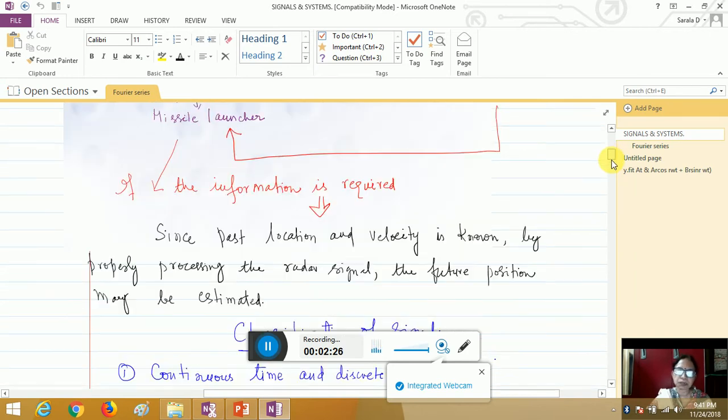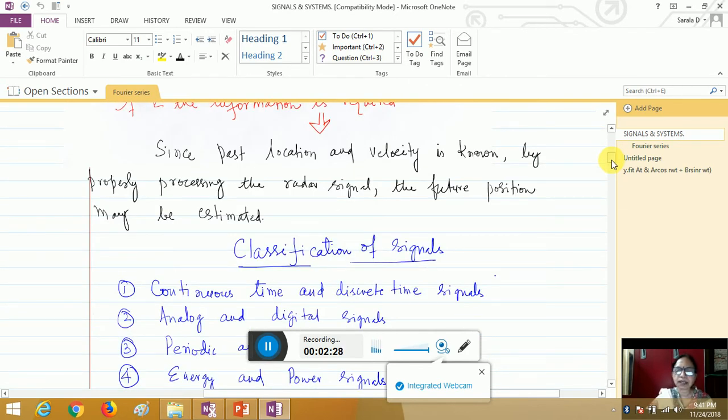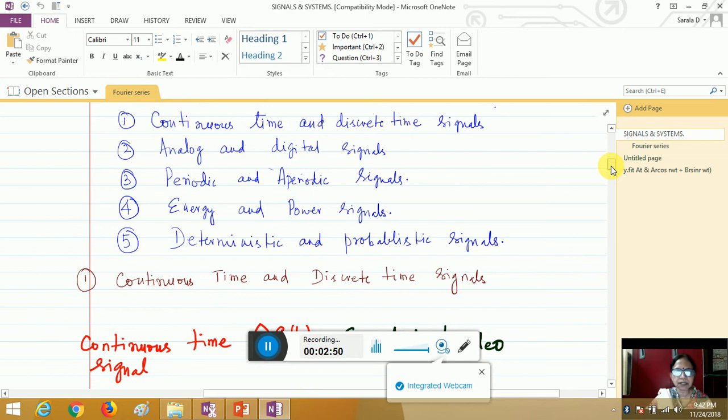Signal is one which is being carried. System is the one which actually processes the given signal. In this case, since past location and velocity are known, by properly processing this radar signal, the future position may be estimated. So there is a clear distinction between the system and the signal. Signal is the one which is carrying the information. System is the one which processes the given signal and gives the desired results.